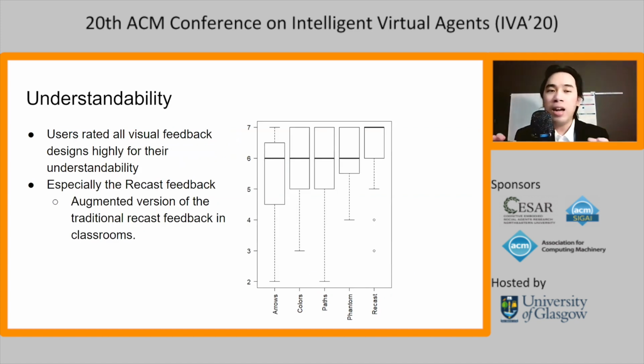We also looked at the understandability of the 5 different visual feedback designs. Users rated all visual feedback designs highly for their understandability. The median for arrows, color, path, and phantom is 6, whereas the median for recast understandability is 7. All of them are very high. It means all the visual feedback types are easy to understand, especially the recast one, because the recast one is inspired by the actual feedback given in the classroom by a human teacher.